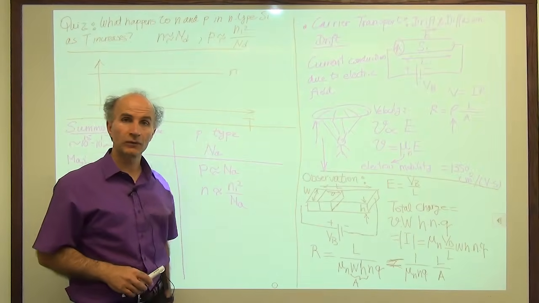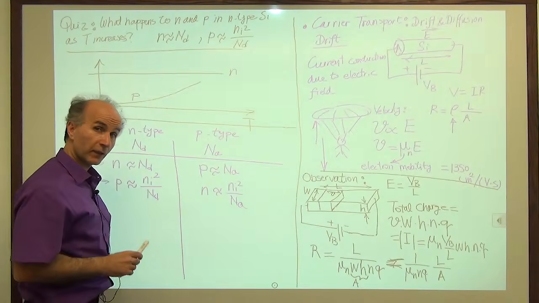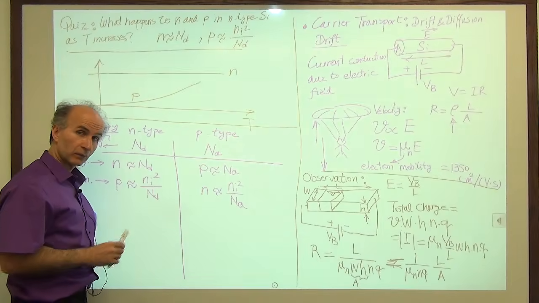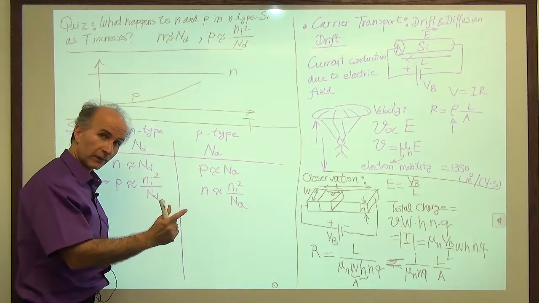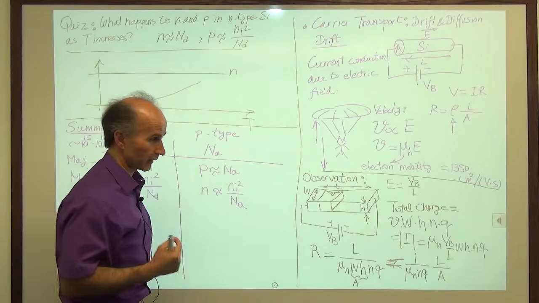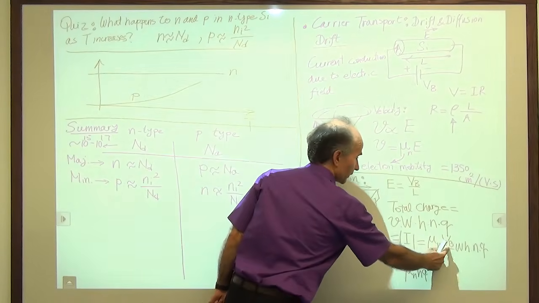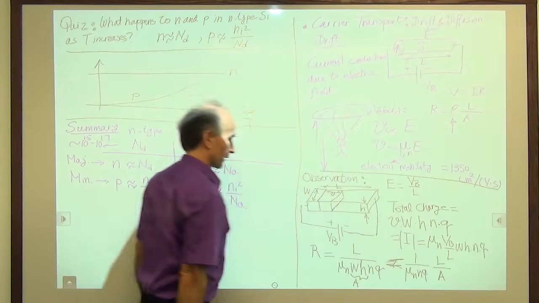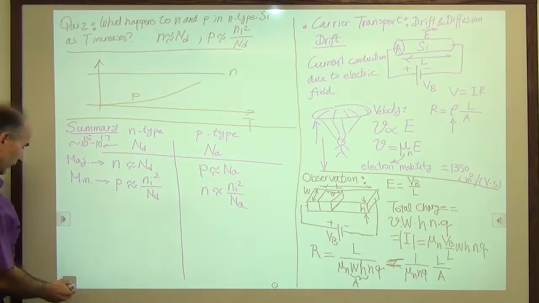So remember that. I'm going to the next page now. So the current density is equal to mobility times the electric field times the density of electrons times the charge of electrons, right? So mobility, electric field, density of electrons, and charge of electrons. So let's go to the next page.